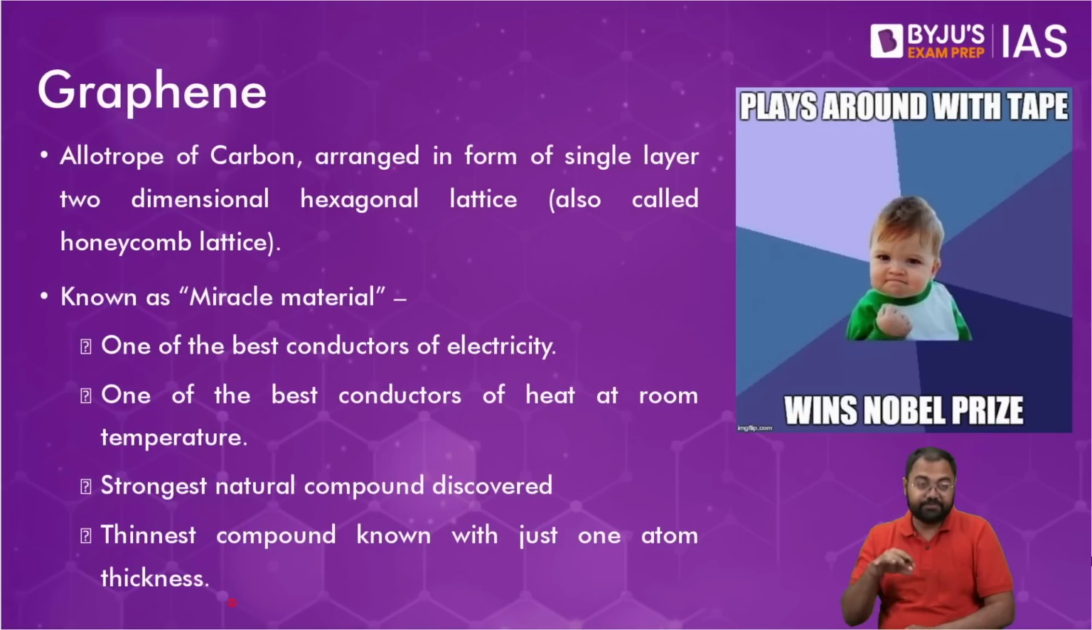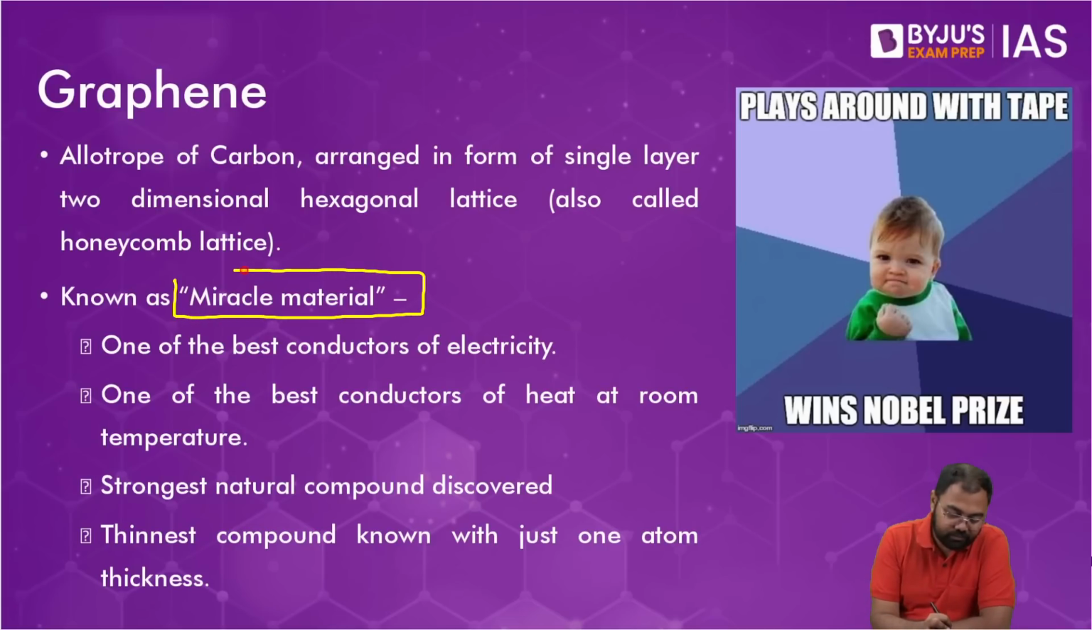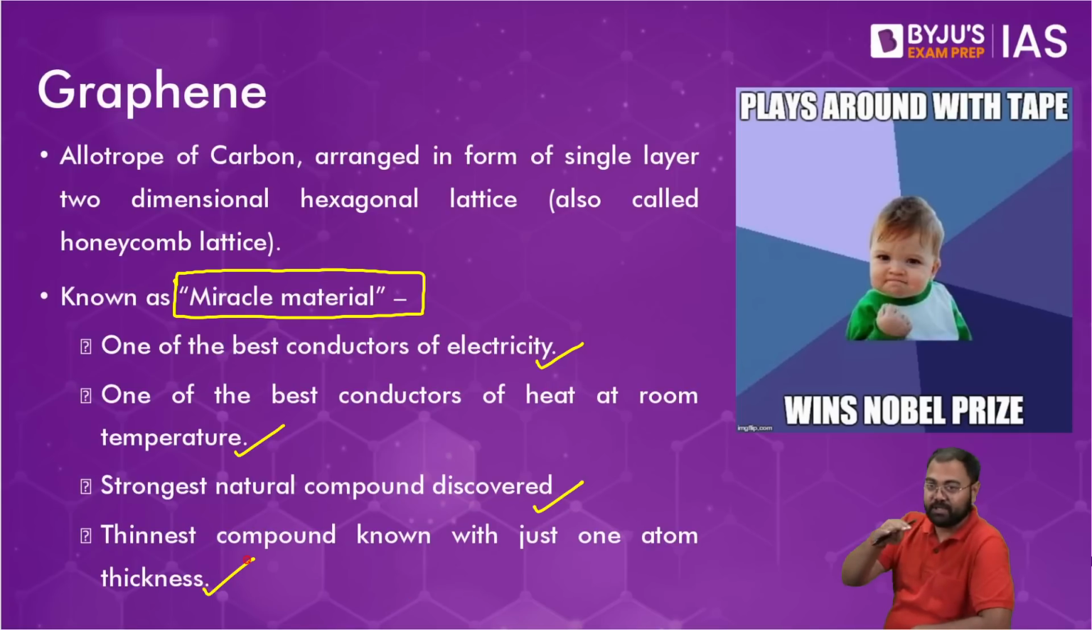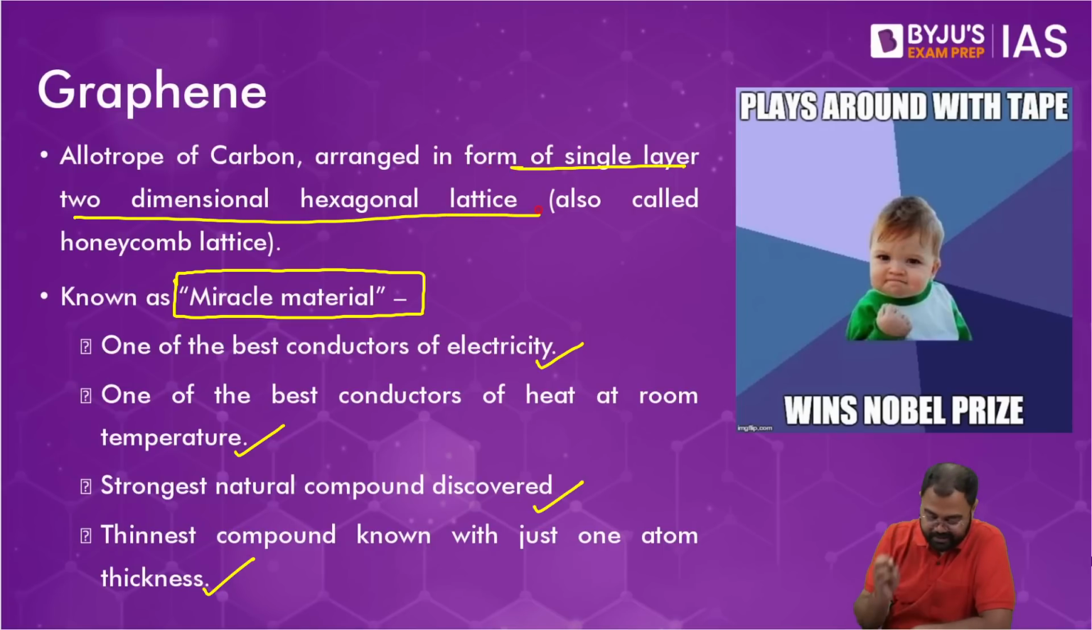Now this graphene, once discovered, was named a miracle material. So what is so miraculous about it? It was seen as one of the best conductors of electricity, one of the best conductors of heat at room temperature, the strongest natural compound ever discovered, and one of the thinnest compounds known, with just one atom thickness, because it's a two-dimensional sheet, right? It's like a single layer of two-dimensional hexagonal lattice.